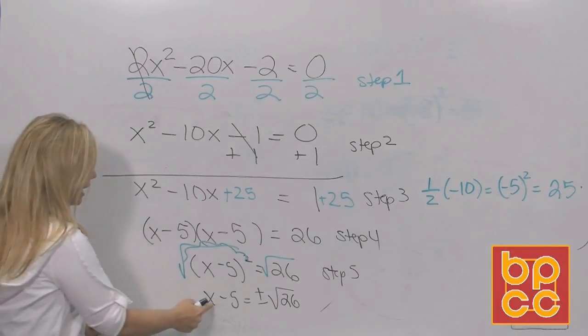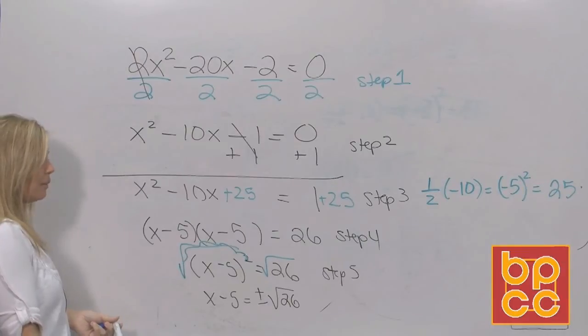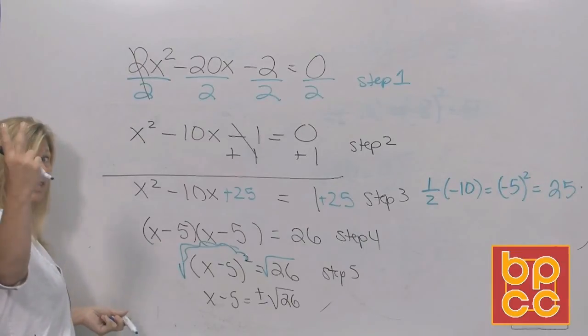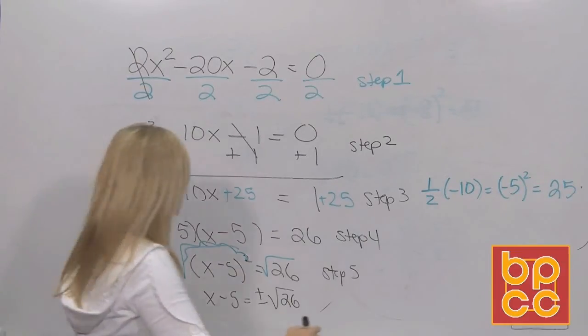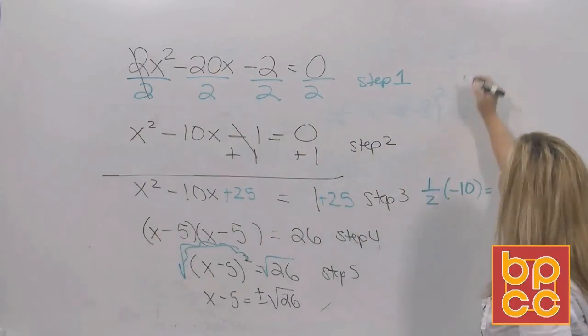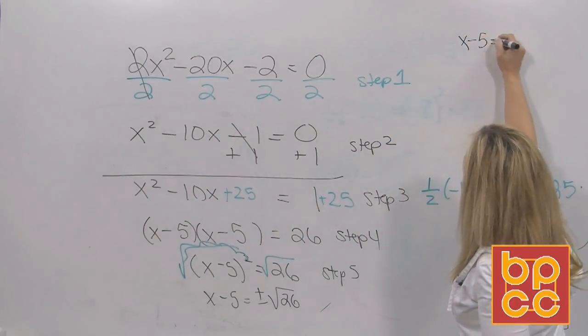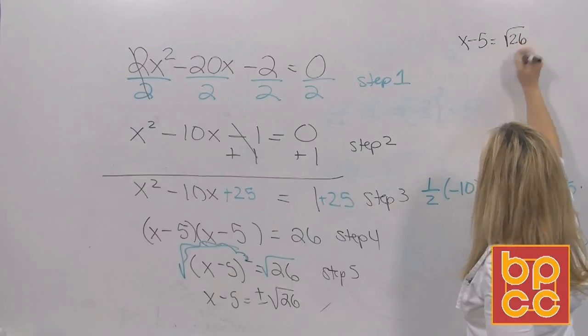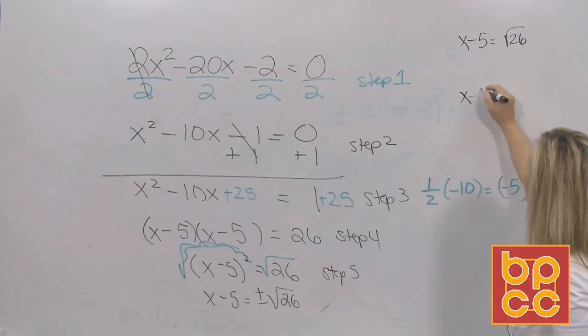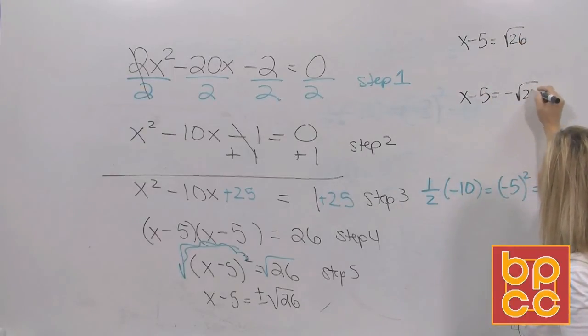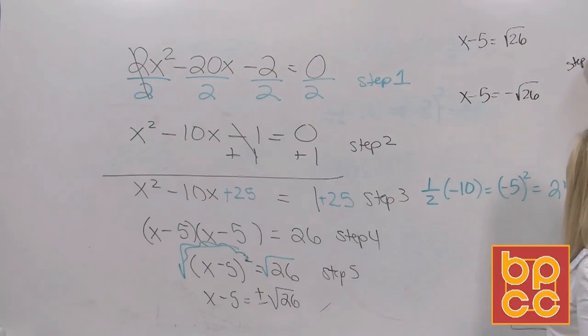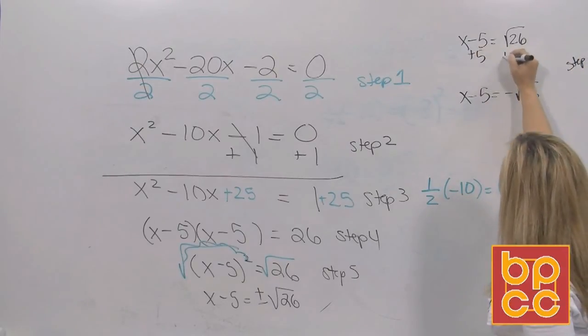But you're not done. x is not by itself. How many answers are going to be here? 2. It's quadratic, always 2. So we're going to write our 2 equations. We're going to have x minus 5 equals positive square root of 26. x minus 5 equals negative square root of 26. And this is step 6. And now you'll add your 5.